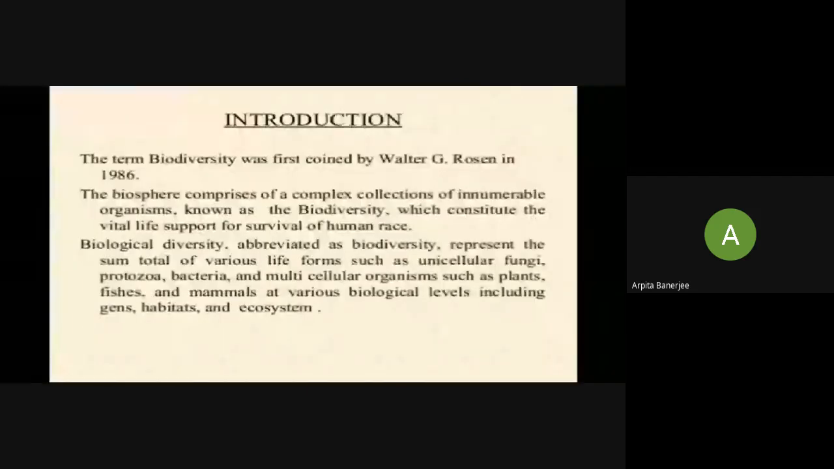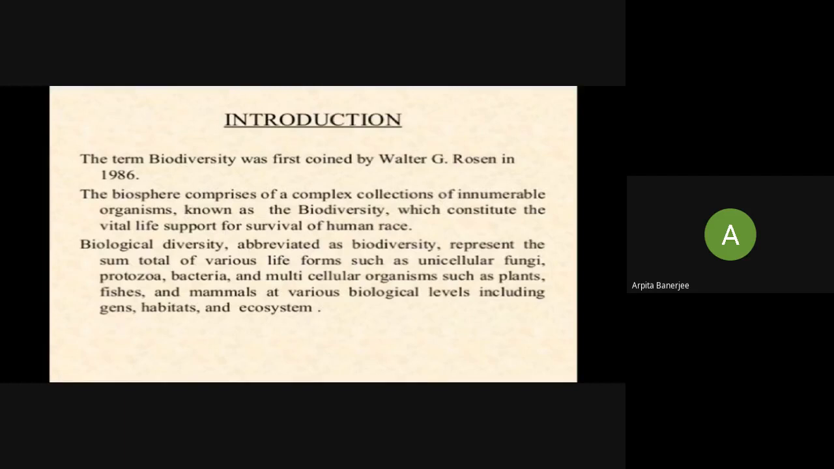First, we should know what biodiversity is and what it means. The term biodiversity, or we may say biological diversity, was first coined by Walter Rosen in 1986. Biodiversity comprises a complex collection of innumerable organisms, which constitute the vital life support for the survival of the human race.